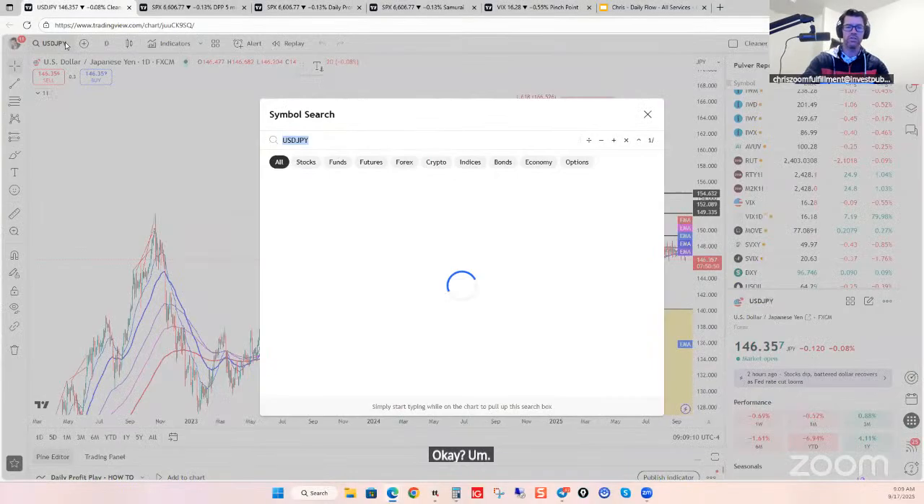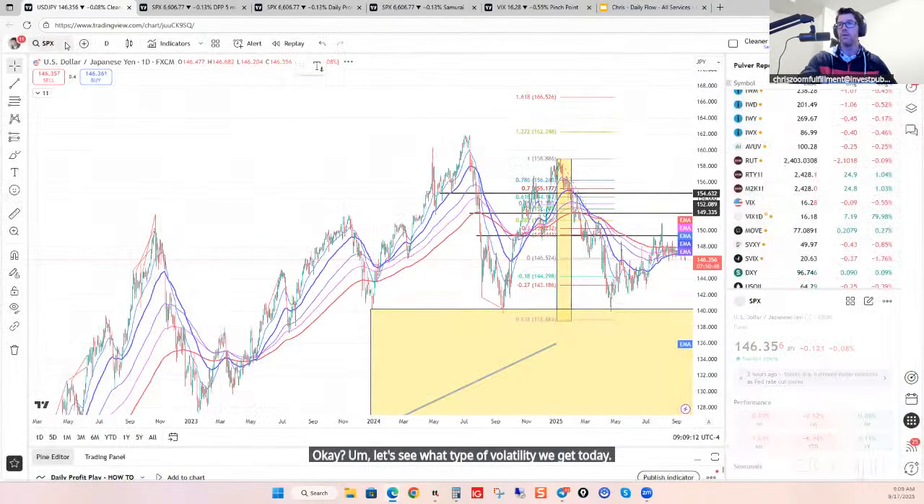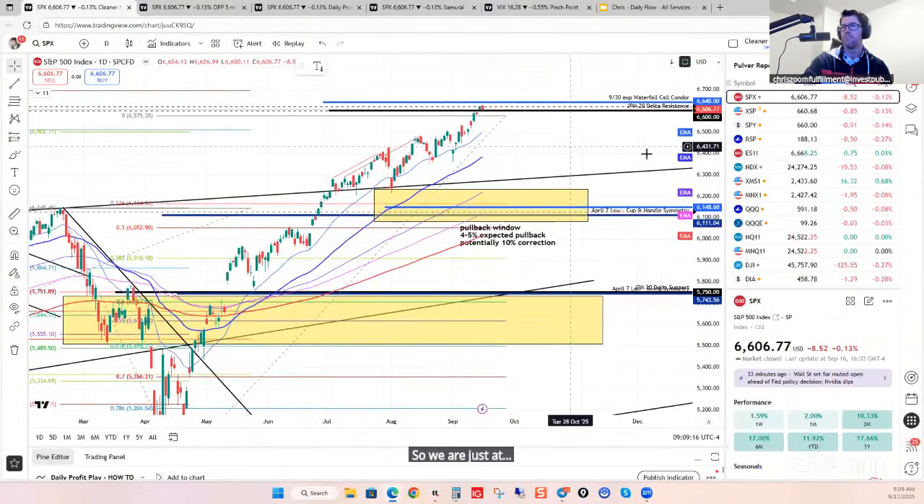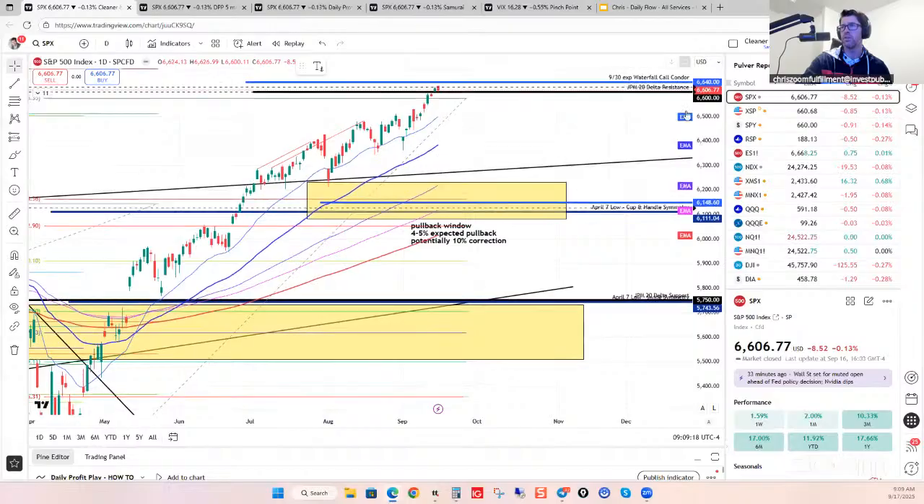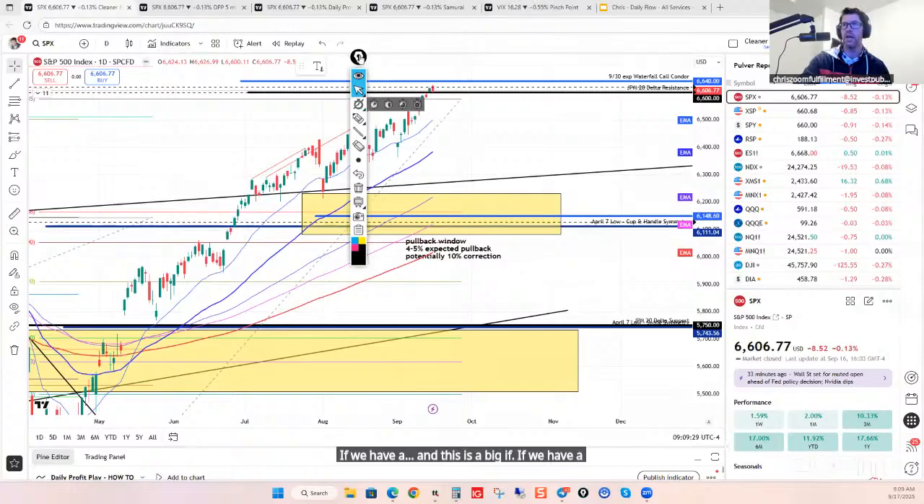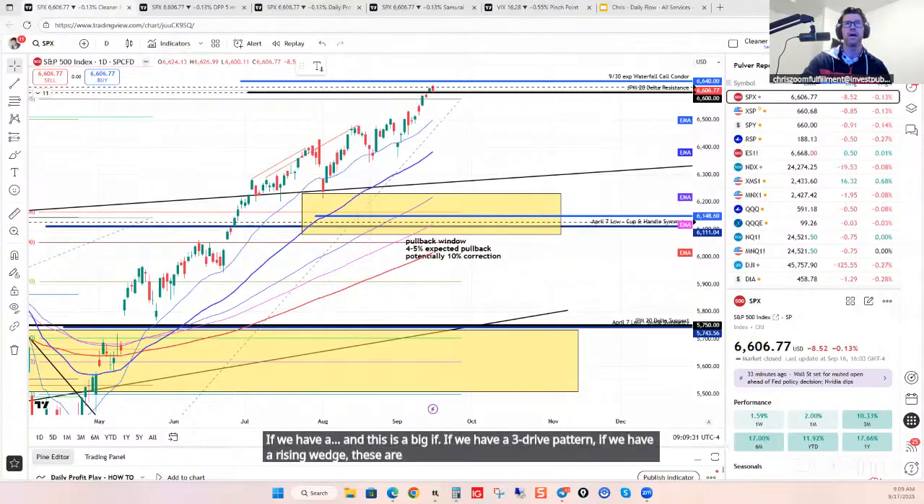Okay. Let's see what type of volatility we get today. So we are just at this 6600 level. I'm going to say if we have, and this is a big if, we have a 3-drive pattern, if we have a rising wedge, these are kind of topping patterns.